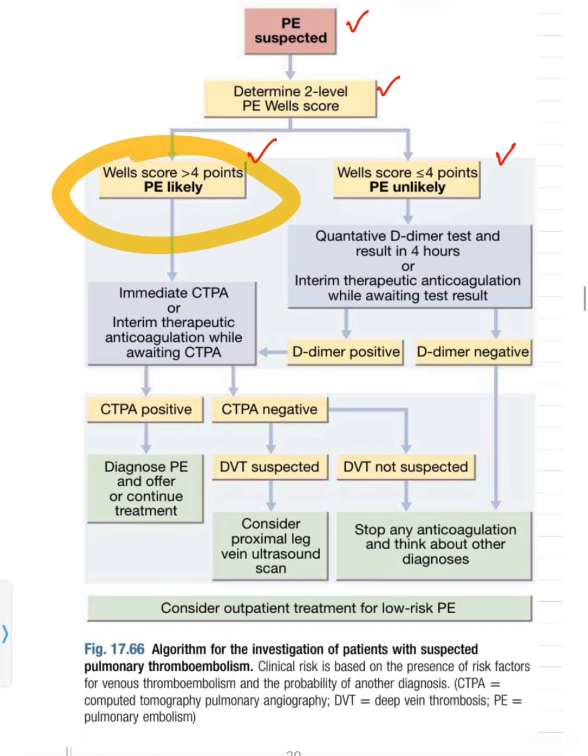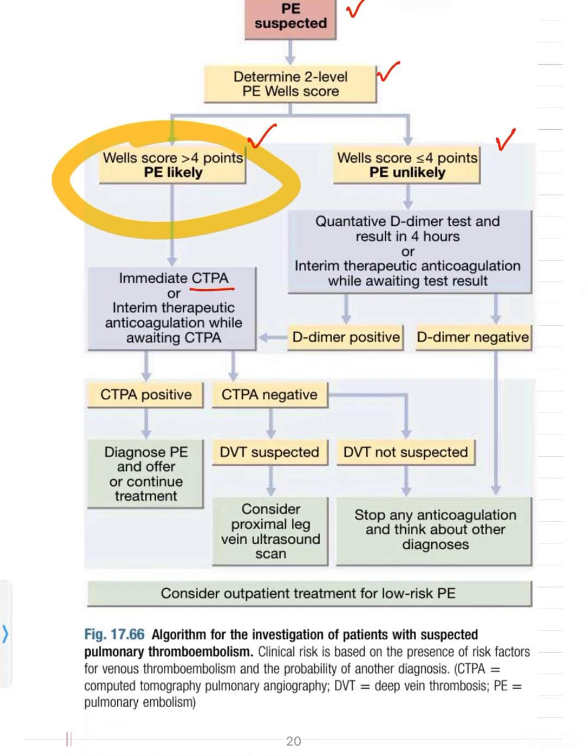So in that case, you have to go for the CTPA, which is computed tomography pulmonary angiography, immediate CTPA, or interim therapeutic anticoagulation while awaiting CTPA. So you have gone for CTPA, and until the report is awaited, you go for anticoagulation. If the CTPA is positive, showing it is pulmonary embolism, then you have diagnosed pulmonary embolism and offer or continue treatment. But if the CTPA is negative and you still think it's a DVT, then you go for the proximal leg vein ultrasound. If you think there's no DVT, CTPA is also negative, then stop any anticoagulation and think about other diagnosis.